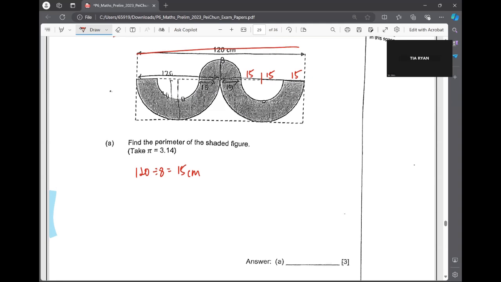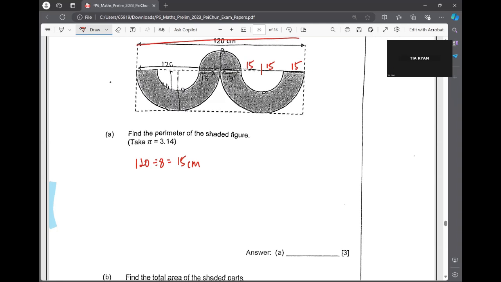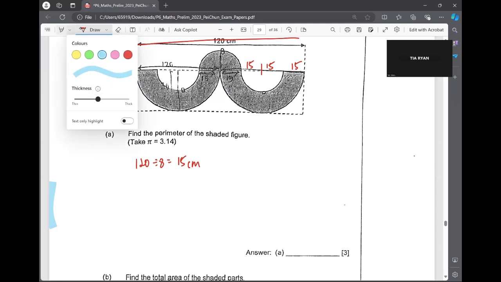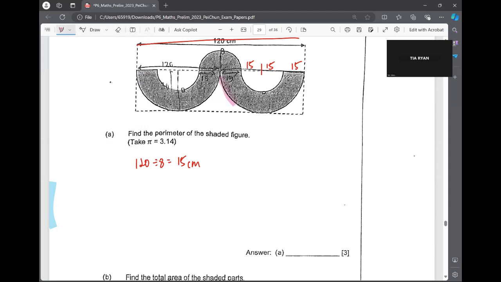Find the perimeter. So I can go and find the arc of the big semicircle first. Over here, big semicircle. What is the formula to find the perimeter of a circle, or the arc of the circle? You can combine these two to become one circle.